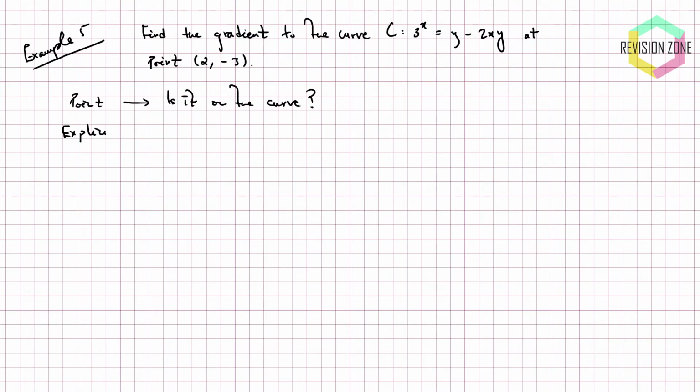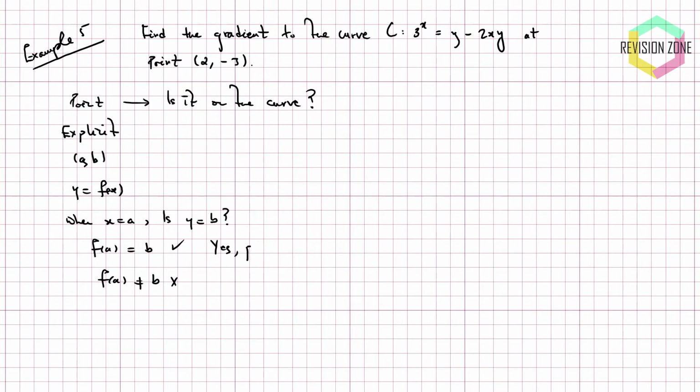So in the explicit case, if we had a point (a, b) and we had a function y = f(x), what we would do is say, when x equals a, is y equal to b? And we would put a into the function, and if we happen to do the calculation and get b, then we say fine. If we put a into the function and do the calculation and we don't get b, then we say no. So in the first case, we say yes, point (a, b) is on the curve.